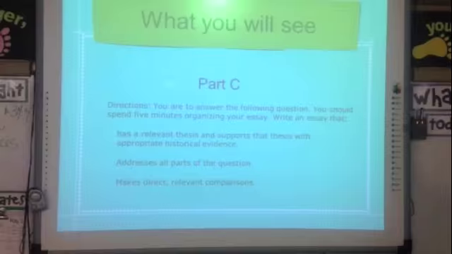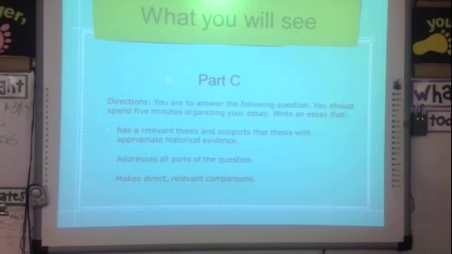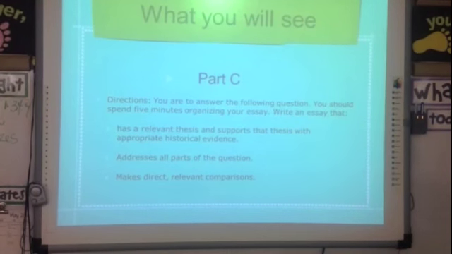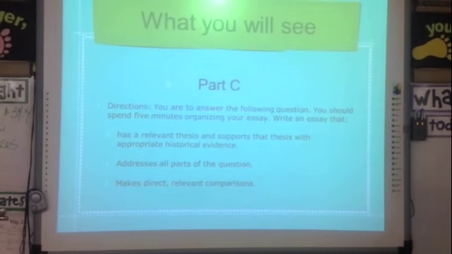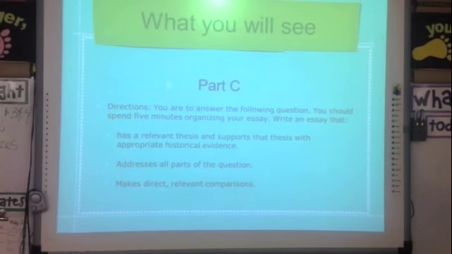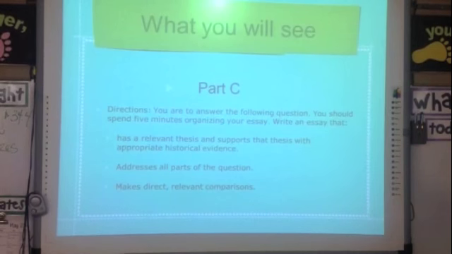This is what you're going to see on the day of the exam. On the day of the exam, they're going to give you 2 packets. The first is the multiple choice packet, the second is the essay packet. And in the essay packet, there's going to be 3 parts, Part A, Part B, and Part C. Since the compare and contrast essay is last, this is going to be Part C.